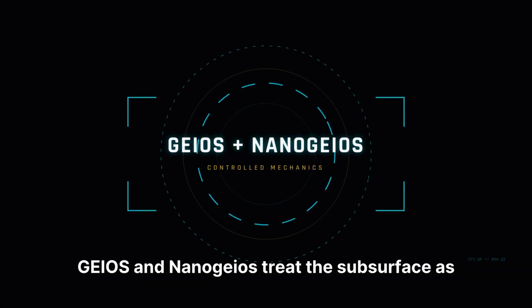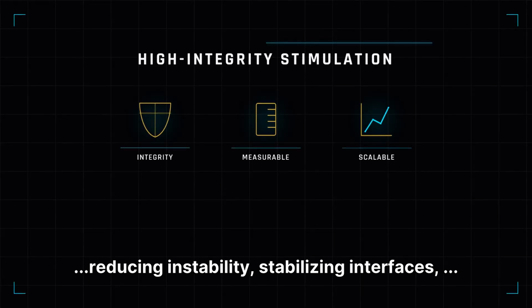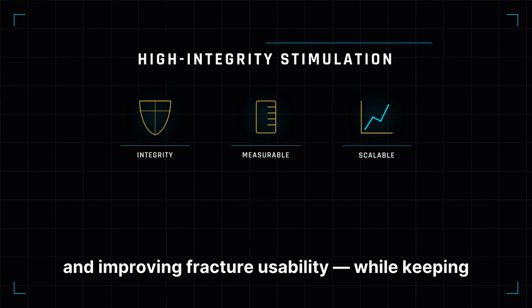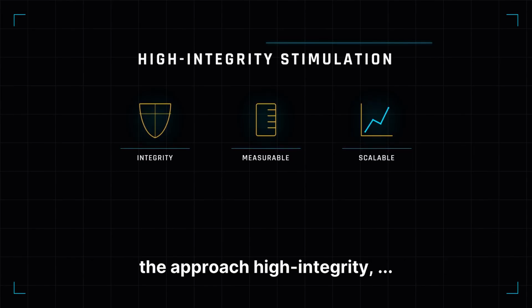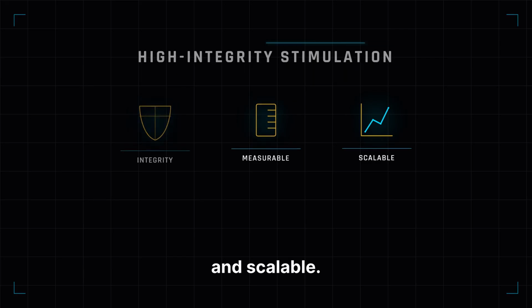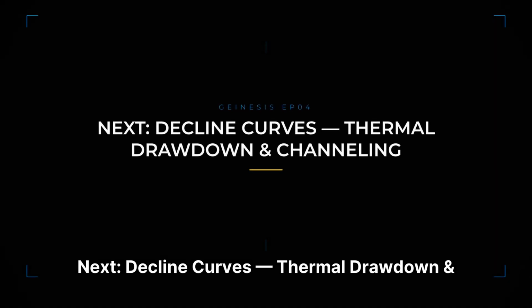GEIOS and Nanogeios treat the subsurface as a controlled mechanical system, reducing instability, stabilizing interfaces, and improving fracture usability, while keeping the approach high integrity, measurable, and scalable. Next, decline curves, thermal drawdown, and channeling.